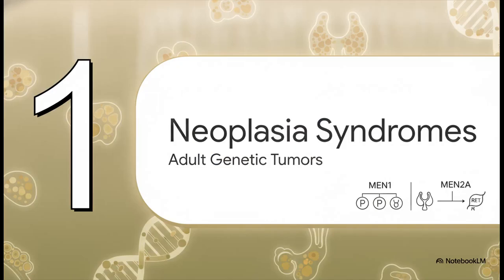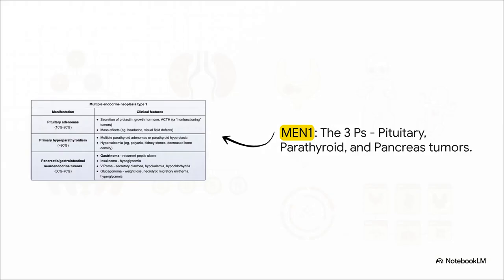Section 1. Endocrine neoplasia syndromes. We'll start with the adult genetic tumor syndromes, specifically the multiple endocrine neoplasias. For multiple endocrine neoplasia type 1, or MEN1, just remember the 3 Ps. First, you've got pituitary adenomas. These typically secrete prolactin, growth hormone, or ACTH. Second is primary hyperparathyroidism, which shows up in over 90% of these patients due to multiple adenomas or hyperplasia. And the third P stands for pancreatic or gastrointestinal neuroendocrine tumors.